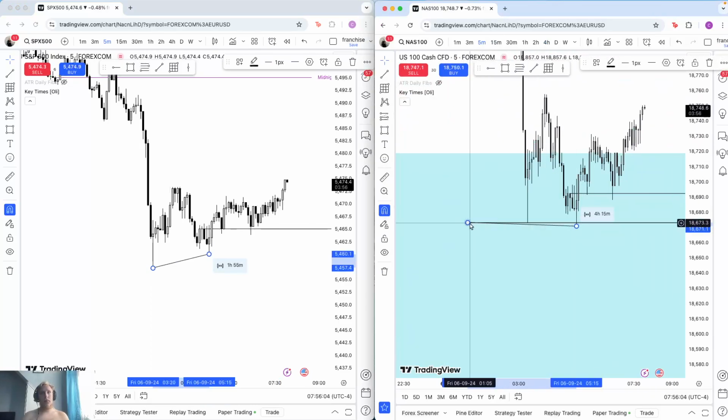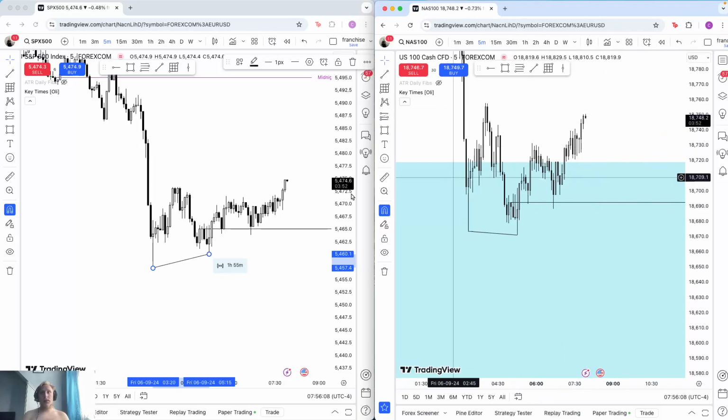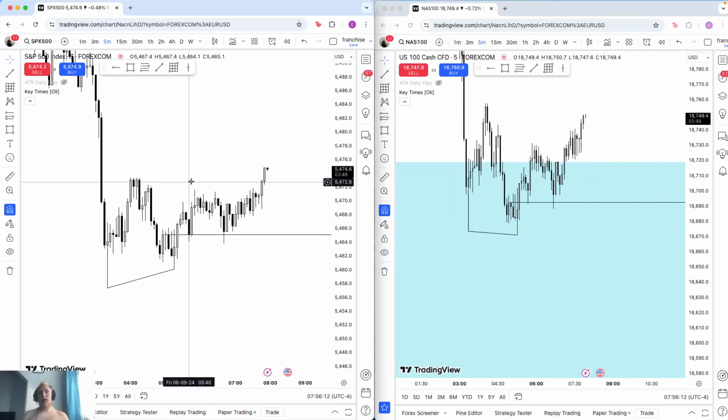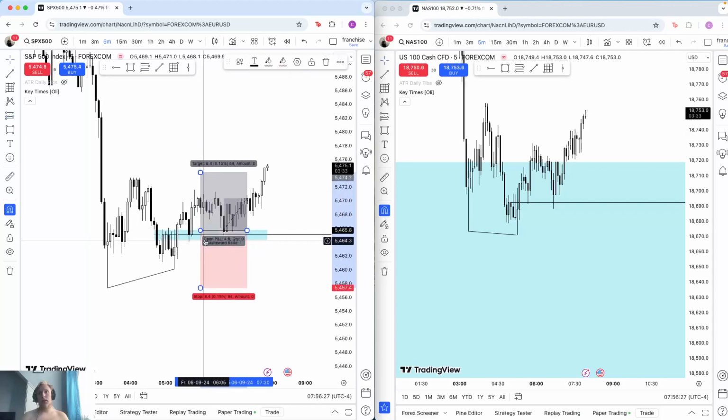Bang. 5.15. Bang. So obviously, looking at this price, it doesn't really show much of an entry on the 5 other than this inverse right here, which has been respected. So you could have had a long on here or the consequent encroachment.